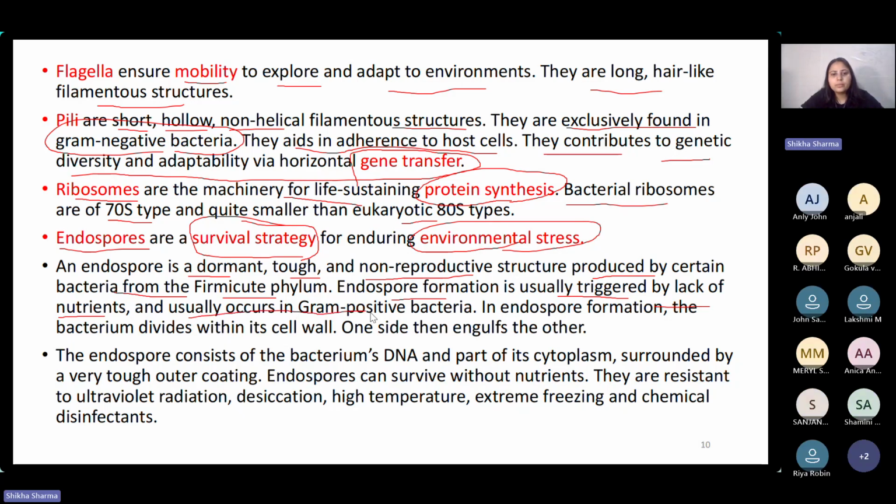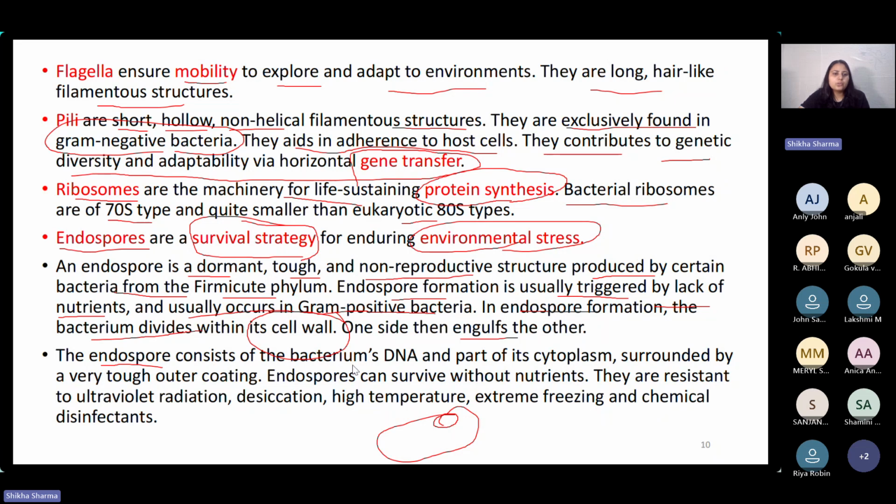And usually it is formed by gram-positive bacteria. In endospore formation, basically the bacterium divides within its cell wall. One side then engulfs the other. So this is what is going to happen when the endospore forms. This is the bacterial cell. It will go near the cell wall and take some of the cell wall and start forming the spore, and then slowly it will form all the different kinds of structures, with a proper spore coat to protect the bacteria from tough situations.